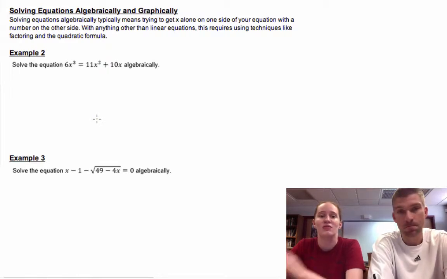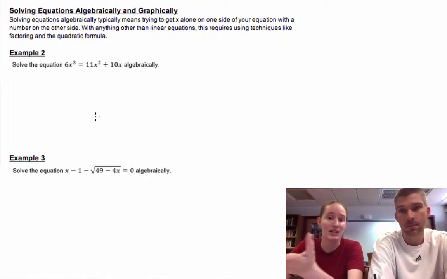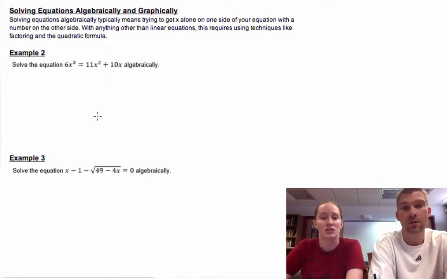Yes. So if you're solving algebraically, you just need to think of that as not graphically. That's basically what that means. You can either do it algebraically, which is by hand, or you can do it graphically, which means put it in your calculator. Right. Let the calculator show all the steps on algebraic.